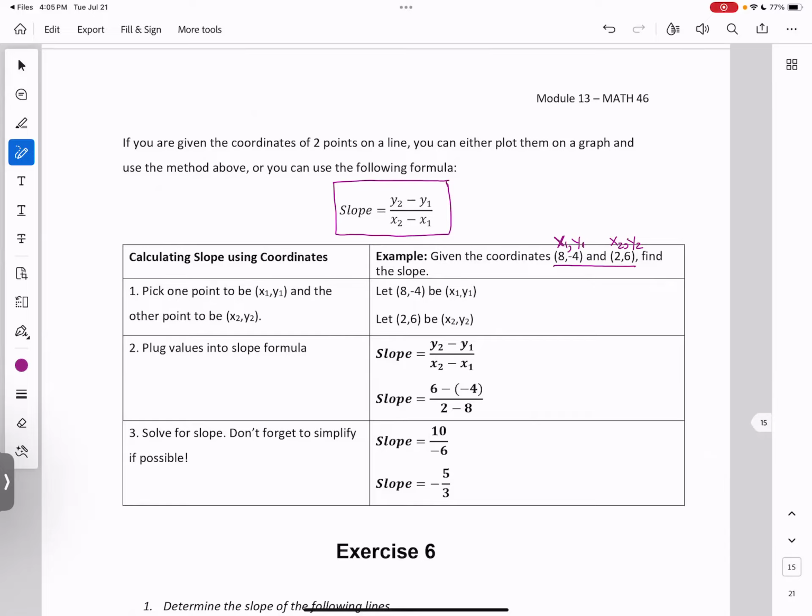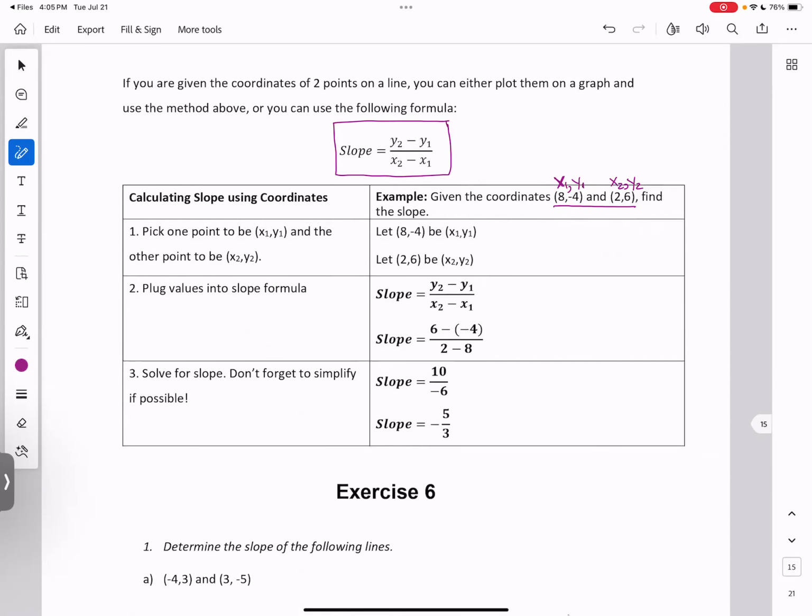We could have labeled 8 comma -4 as x2, y2, and 2 and 6 as x1 and y1, and we would get the same result in the end. But it's nice to label them to be consistent. And then we just have to plug them into the formula. So slope is y2 minus y1. So in this case, that would be 6 minus -4 over x2 minus x1, so 2 minus 8. So we end up with 6 plus 4 gives us 10 divided by -6, which we can divide both of those by 2 to end up with -5/3.